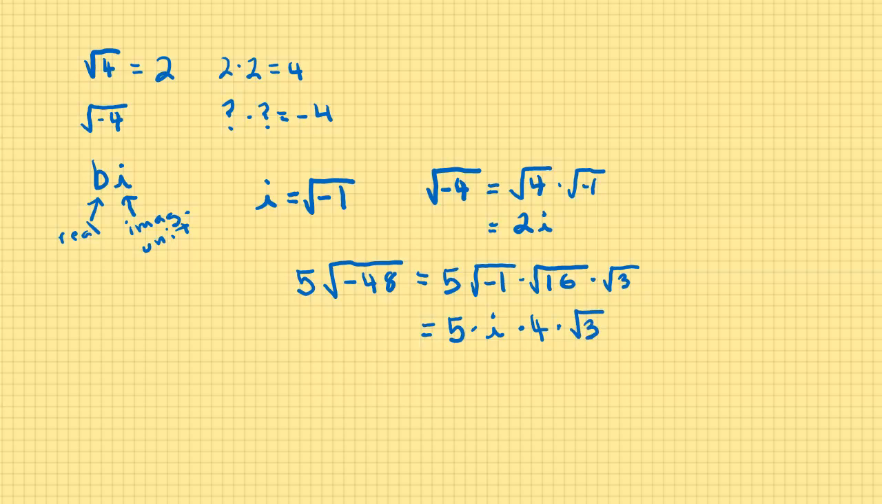Now we can simplify. We have the 5 and the 4 here. Okay, that's going to be 20. So 5 times 4 is 20. I'll put that in front here. 20i square root of 3.